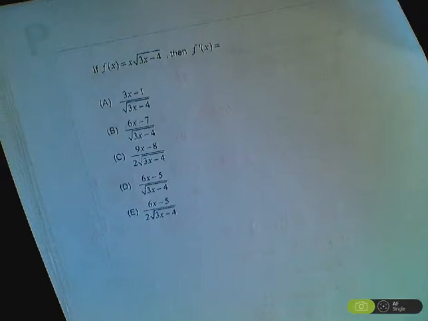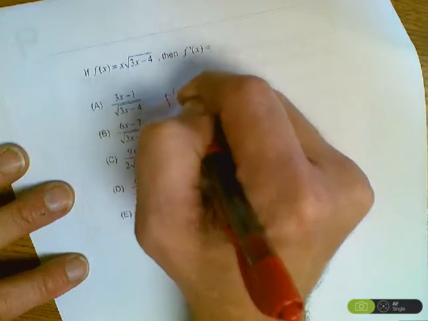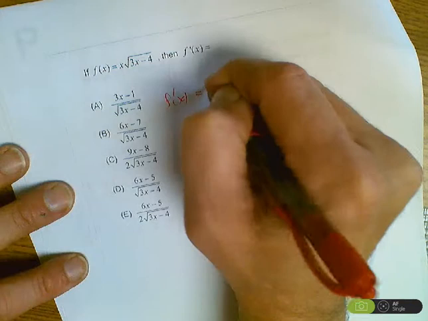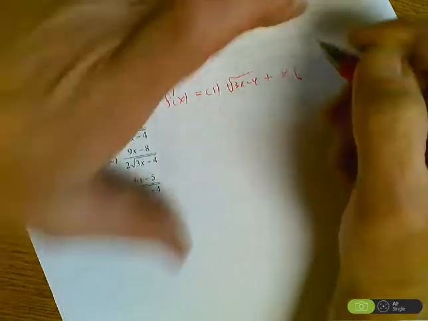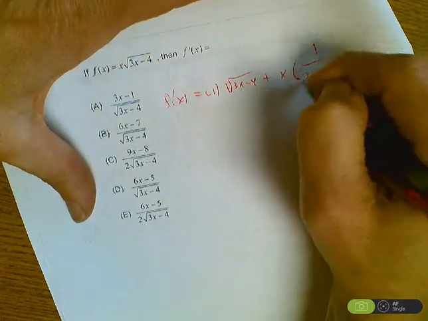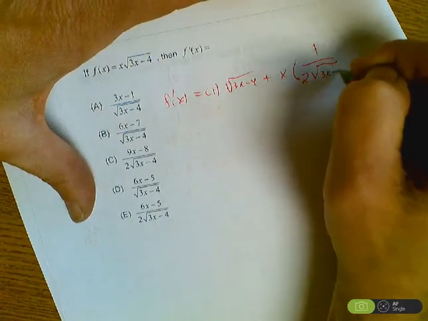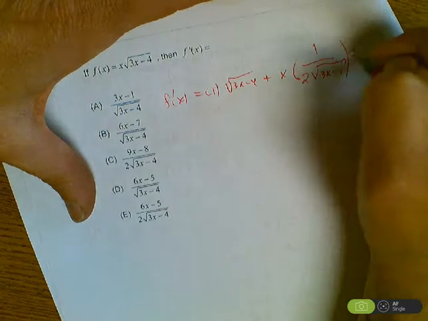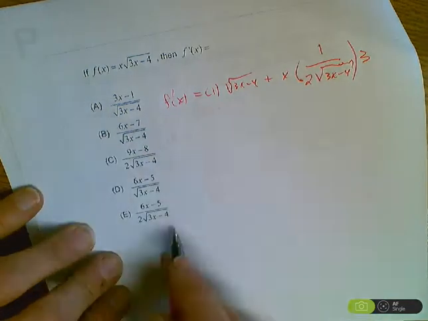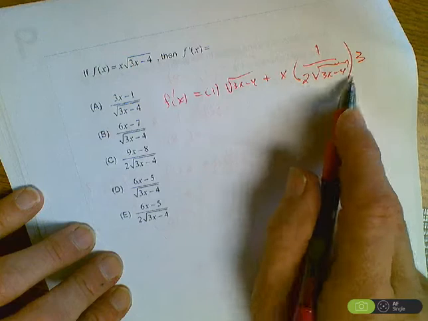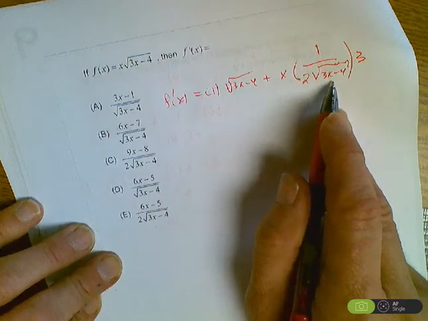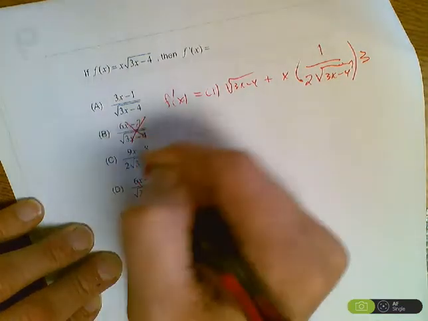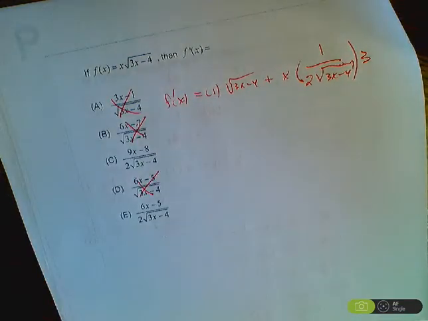Good. Product rule. Let's do it. Okay, f prime of x equals 1 times the square root of 3x minus 4 plus x times the derivative, 1 over 2 square root of 3x minus 4. Let's remember the baby of the chain rule, which is 3. Now we got to make this look like the answers. What's our common denominator? The common denominator is going to be 2 square root of 3x minus 4. Eliminate D, eliminate B, eliminate A. You see how I eliminated 3 answers right off the bat? If you have to guess tomorrow, guess from those 2.